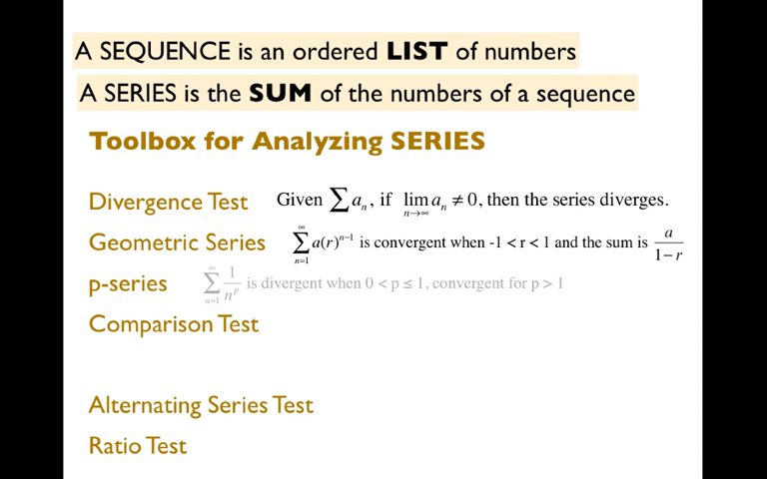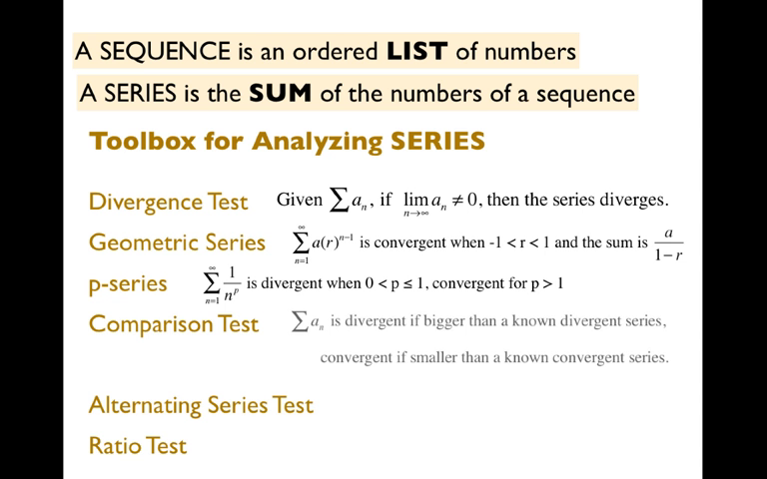P series, 1 over n to the p. Converges for p greater than 1. Okay, comparison test. Could be for divergence or convergence. So the sum of a_n is divergent if, in the most condensed form possible, it's bigger than a known divergent series. If every term of a_n is bigger than the terms of one you know diverges, then yours diverges. Similarly, yours is convergent if it's smaller than a known convergent series. If every term is smaller than one you know converges, then yours converges.